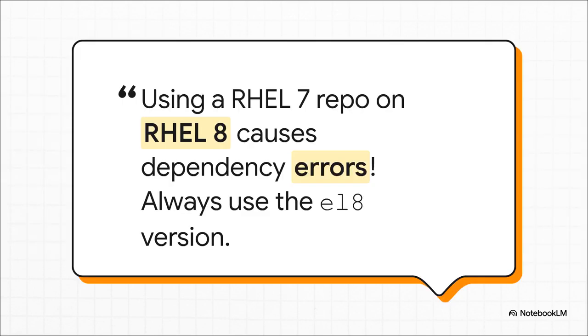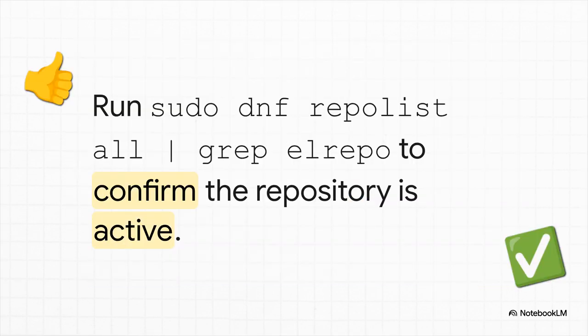And this is a classic mistake, a real pitfall. If you just go Googling around for this, you're bound to find old tutorials for RHEL 7. If you try to use that EL7 repo on a RHEL 8 box, you are going to have a bad time. It's just going to break. So always double check you're using the right version for your system. A good sysadmin always checks their work.